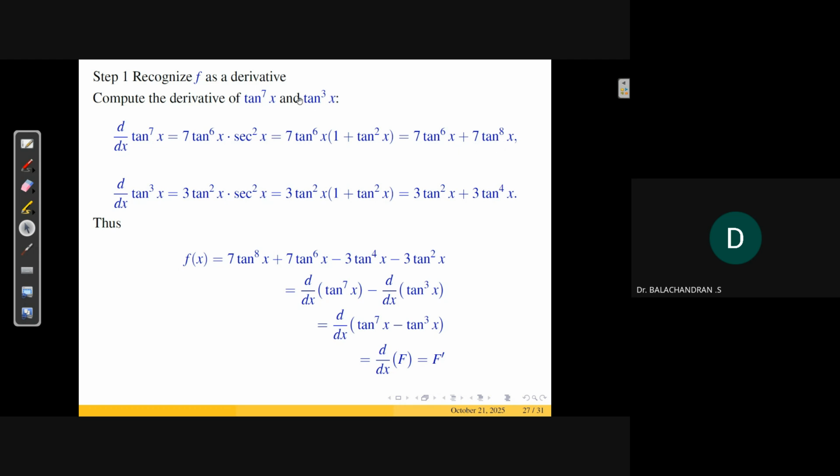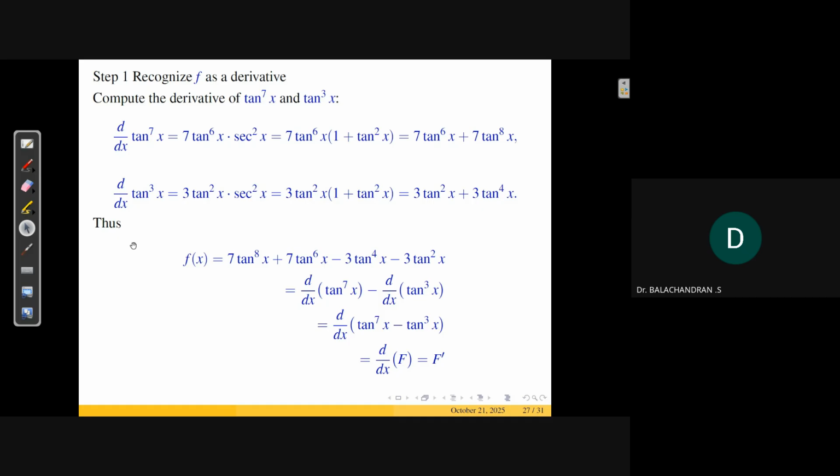Similarly, find the derivative of tan cube x. That is equal to 3 tan square x, and differentiating tan x gives secant square x. So 3 tan square x into secant square x, which is 1 plus tan square x, equals 3 tan square x plus 3 tan power 4x.